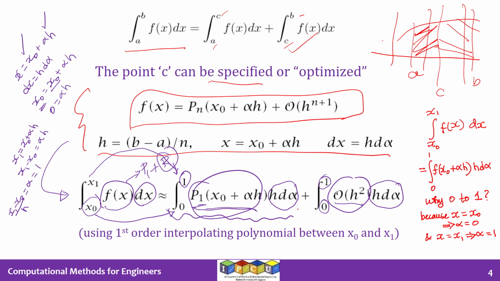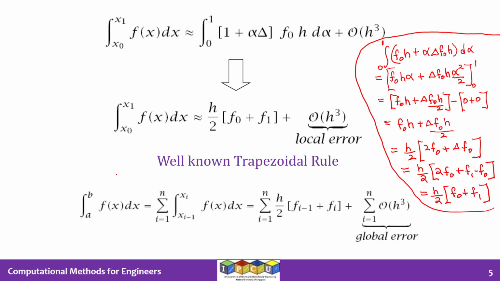Now, if you just estimate this, you're going to get an approximate value of integral f of x dx. So what we do is integral x0 to x1 f of x dx is given to be integral 0 to 1. So what is p1? We have said that p1 is 1 plus alpha delta times f0.